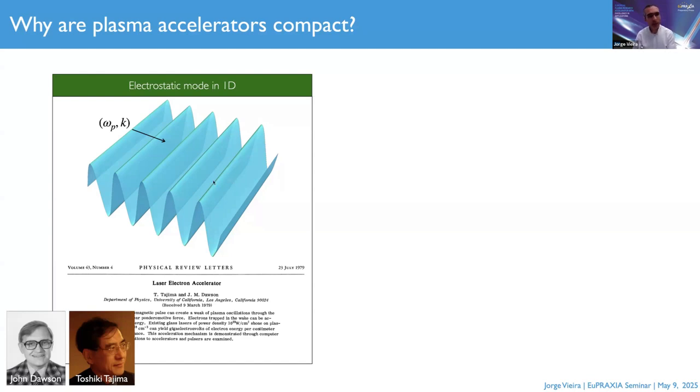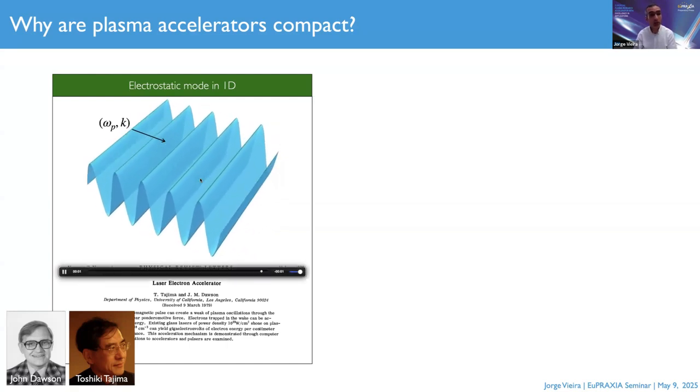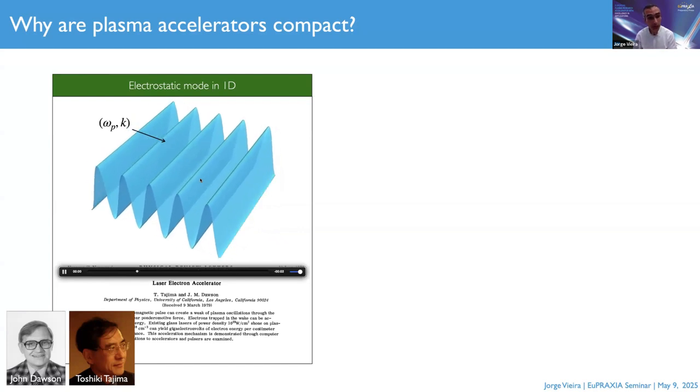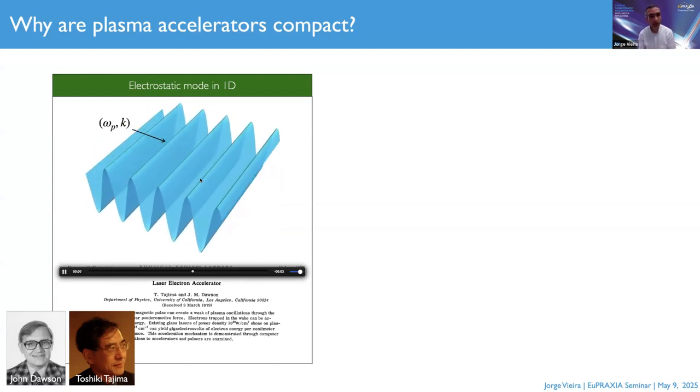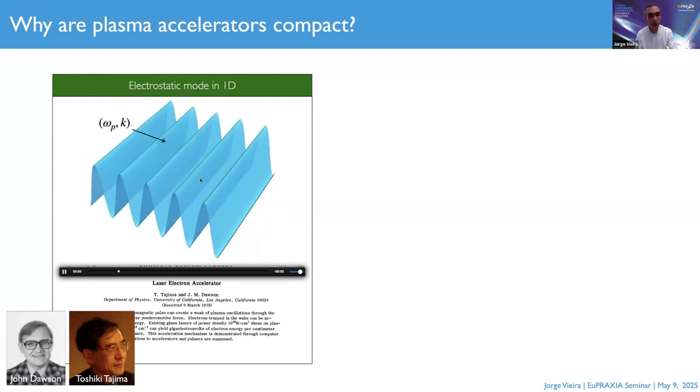So these are electron density perturbations. These electron density perturbations have a certain wavelength and thus a certain wave vector, and they typically oscillate at the plasma frequency. And associated with these electron density perturbations, there are also electric fields, very strong electric fields that can be used to accelerate particles to high energies.